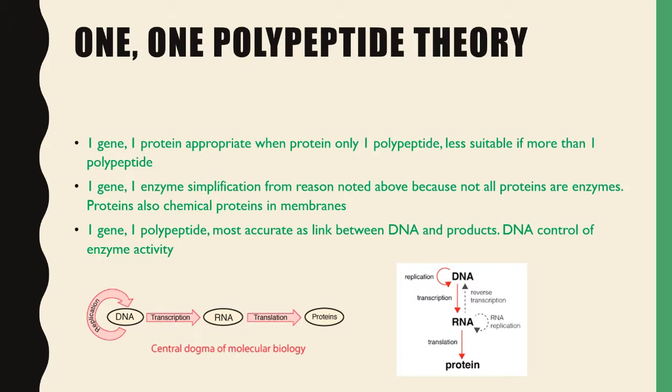But essentially what the one gene, one polypeptide theory means is that if you say one gene, one protein, this isn't actually quite good, because it's only appropriate whenever a protein is only one polypeptide, and usually there's more than one polypeptide. You then might say one gene, one enzyme, but this is just a simplification for the reason we just said. And this doesn't work because not all proteins are enzymes. Proteins can also be structural proteins in a membrane. So instead, we're supposed to use one gene, one polypeptide. This is the most accurate link between DNA and its products. DNA is a control of enzyme activity.